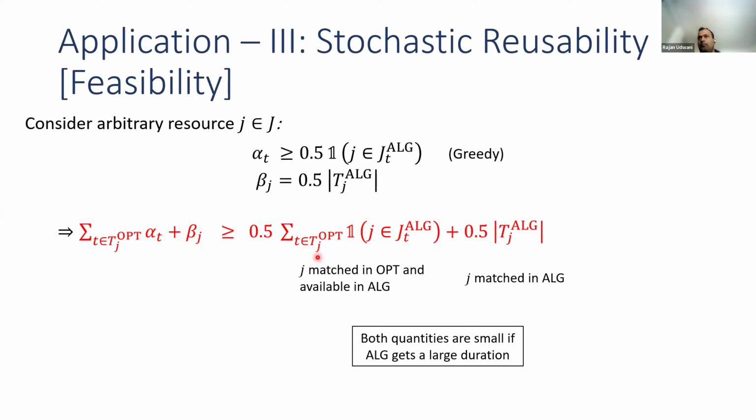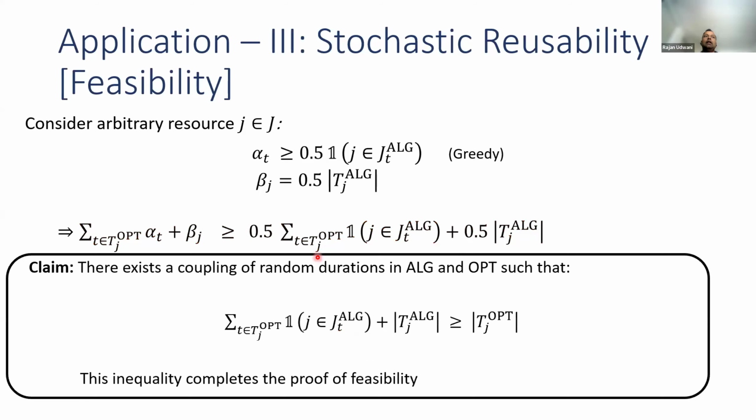Okay. So the approach we can take instead is to think about a coupling. Find a way to couple what opt and alg are doing, and then analyze it on a sample path. Okay. So the claim is that there exists a coupling of the random durations in alg and opt such that this inequality that I care about is greater than or equal to the total number of times that J is matched in opt. So if I can show this, then notice that we are done, because if this overall quantity is at least the revenue from J in opt, then I have what I need, that the dual covers resource J.